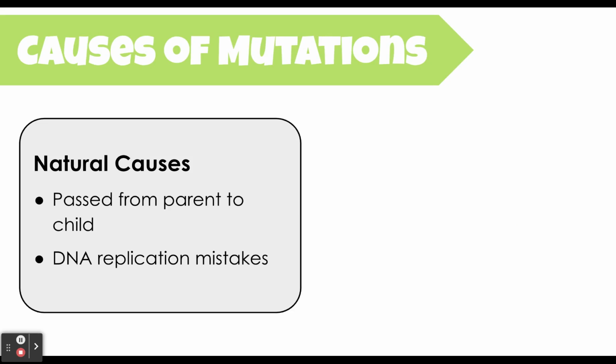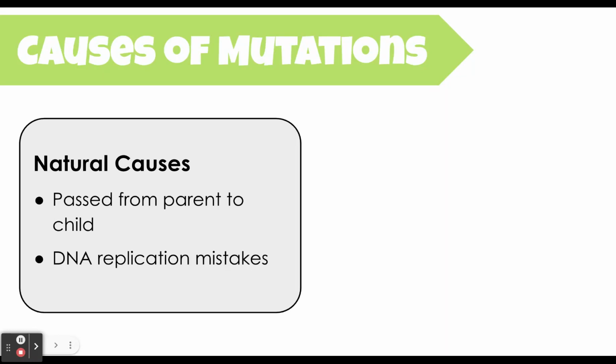One is natural causes, where a person might inherit a mutation. You yourself did not develop the mutation; it was passed down to you from parent to child. The parent might have gotten it from a natural cause themselves, or alternatively, as we'll see in a minute, environmental causes. However, it was passed down to you via your parents.